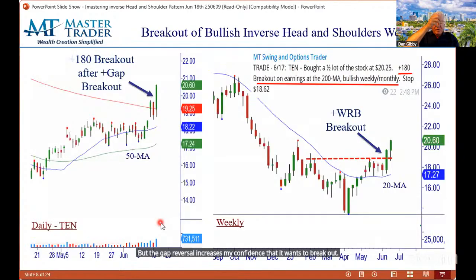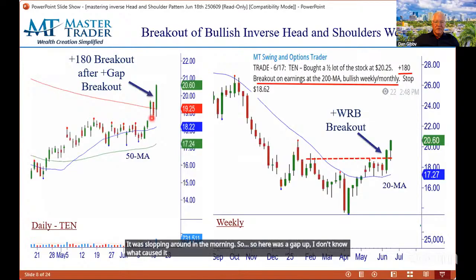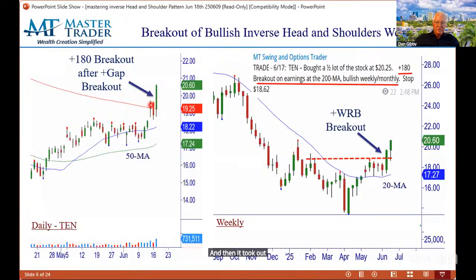So this is a trade we put on yesterday. We're trading the daily chart, but you remember multiple time frame alignment is one of our concepts. The TEN had earnings yesterday, so it was on my earnings watch list. It was slopping around in the morning. So here was a gap up. I don't know what caused it, I don't care. Ugly red bar. And then it took out the high of this red bar in the afternoon.